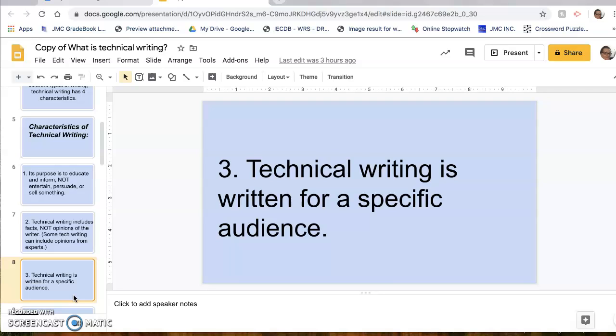Thirdly, technical writing is written for a specific audience, and really this is true of all types of writing. All types of writing are written for certain audiences. However, in technical writing, we have a very specific audience in mind. For example, if I write instructions on how to change the oil on my car, I'm not writing that for a 2-year-old who doesn't own a car, or I'm not writing it for someone who doesn't care to learn how to change the oil on his or her car. I'm writing it for someone who wants to learn that process.